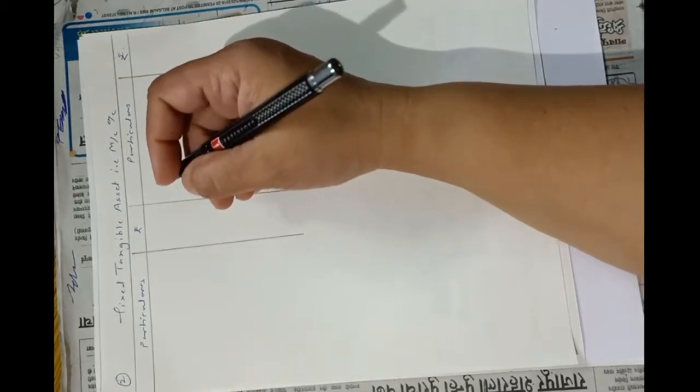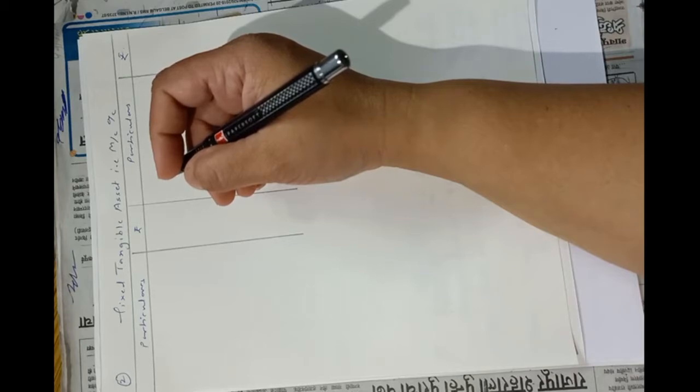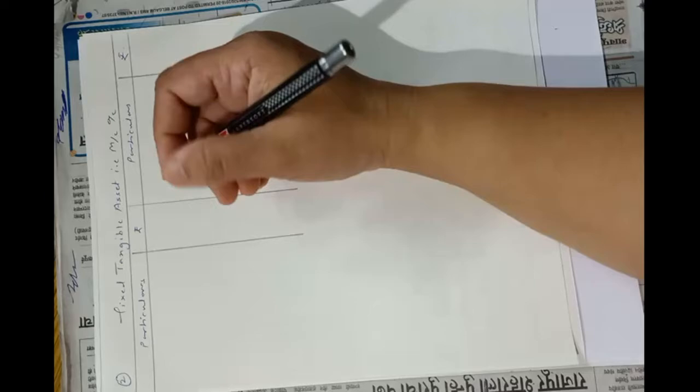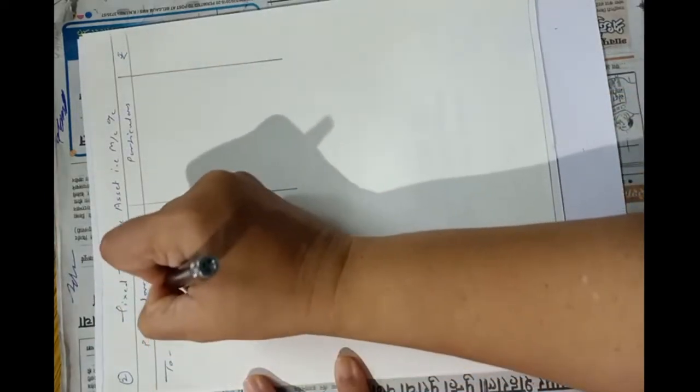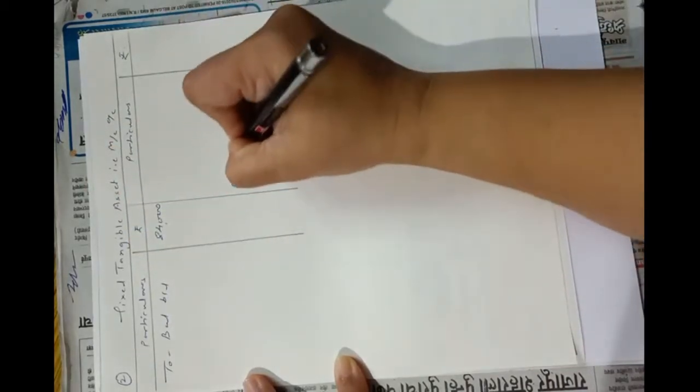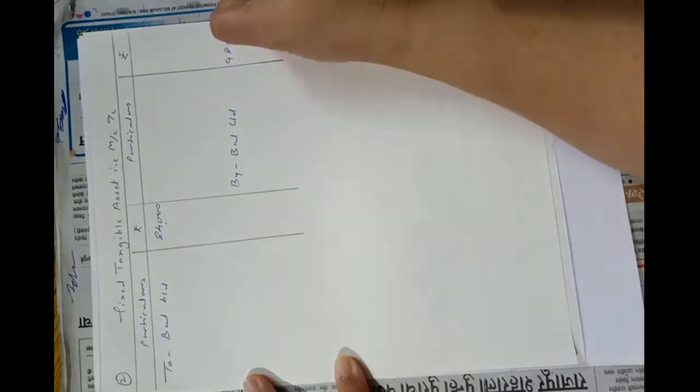Fixed tangible asset, opening balance 84,000, closing balance 98,000. Okay, so to balance brought down 84,000 and by balance carried down, this is closing balance, it is given 98,000.